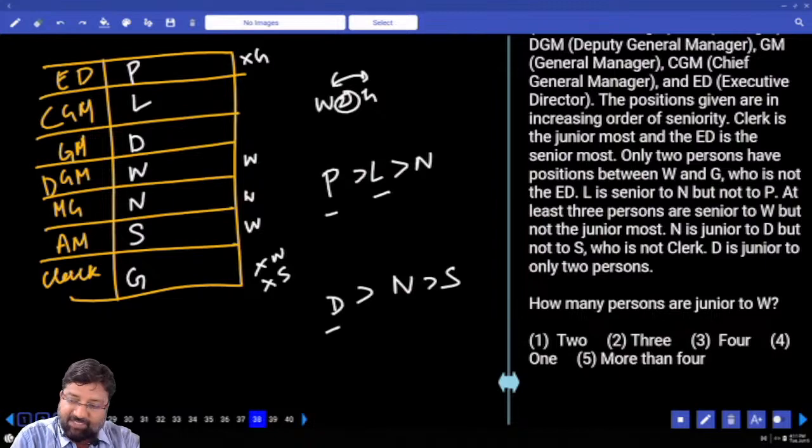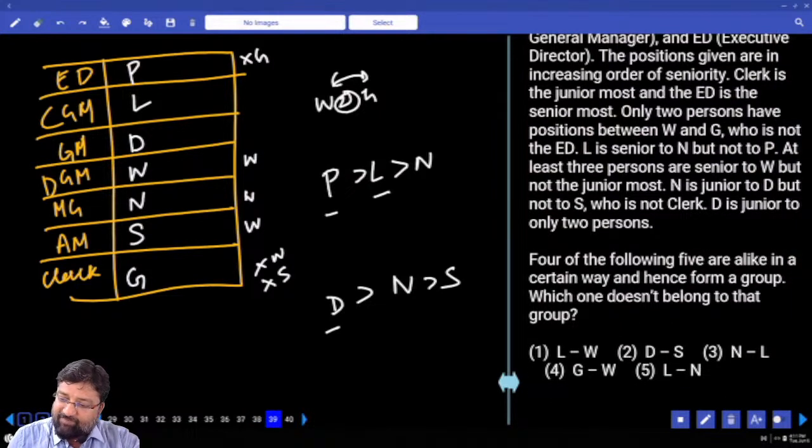3. 39. 4 of the following 5 are alike. L and W: how many positions do you see in between L and W? 1. D and S, 2. N and L, sorry, gap of 2. G and W, gap of 2. L and N also gap of 2. What should be my answer? L and W, because there is a gap of only 1.